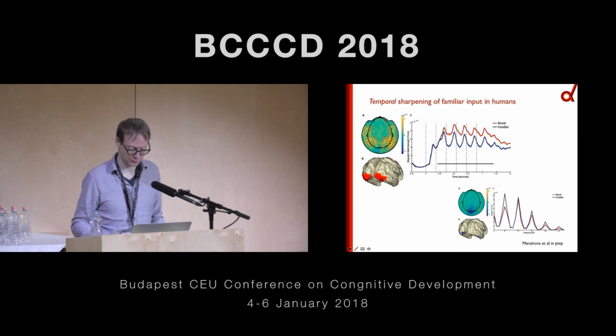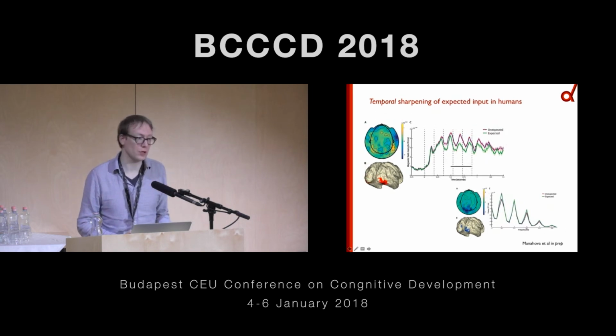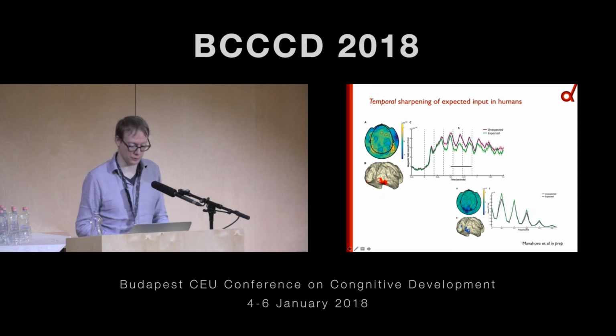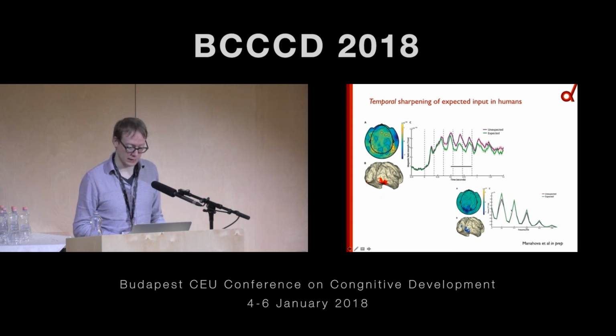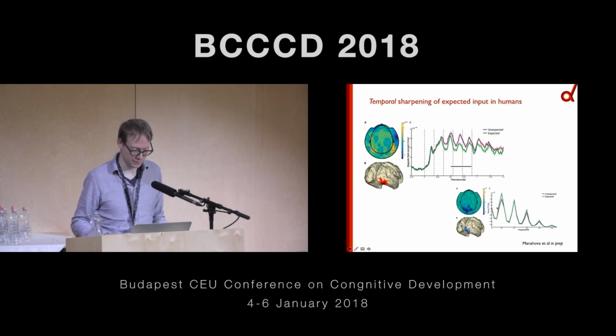And interestingly, we see the same phenomenon for expected versus unexpected input. Here again there is a reduction of activity for expected compared to unexpected input, as we've seen many times before. But you also see that the peak-trough excursion seems to be larger than for unexpected input. This effect was more subtle, so it didn't reach statistical significance, and we can't make any conclusive claims about this. But the topography does seem suggestive of a similar effect of expectation as of familiarity.